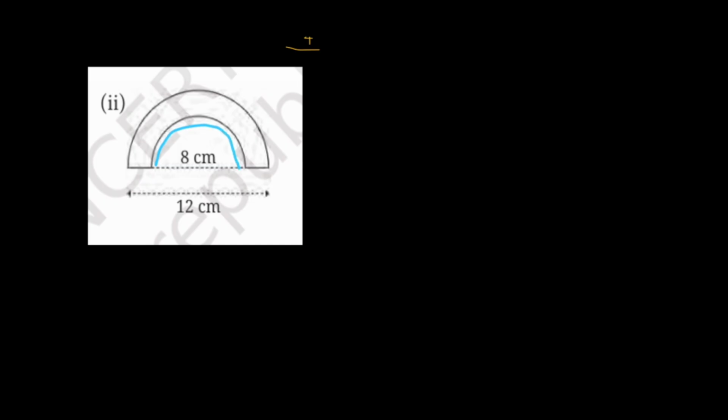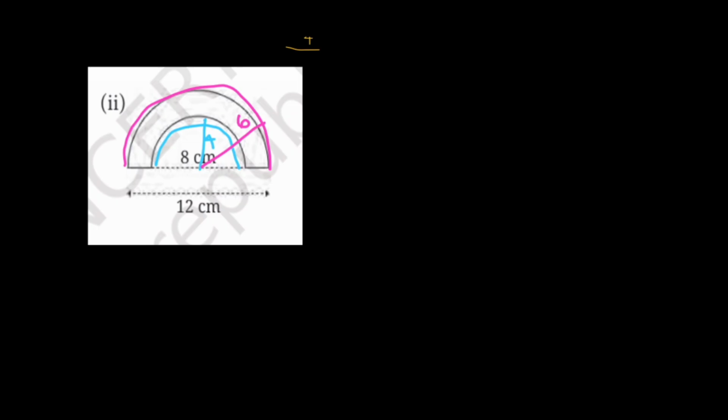Next question. So to find the perimeter here, look at the shape. Here also we are having two arc lengths. This is one arc length. Diameter of this arc is 8, so radius of this arc is 4 centimeter. Then outside another arc is there. So diameter of this arc is 12, so radius of this arc is half of 12, 6. So one radius is 4, another radius is 6.